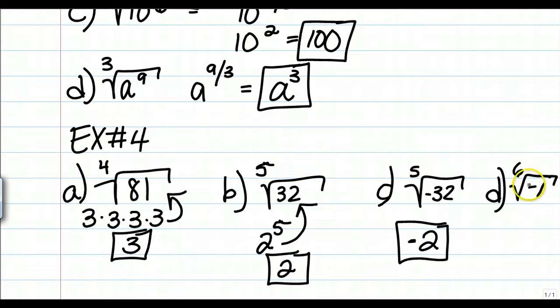Here, we have the 6th root of negative 1, but this is even, and if you remember even numbers, you can't get a negative inside, so it's no solution. Because if you multiply negative 1 out 6 times, you're going to get a positive. Let's go on to the next section. That was 6.1. We're going to go to 6.2, properties of radicals.